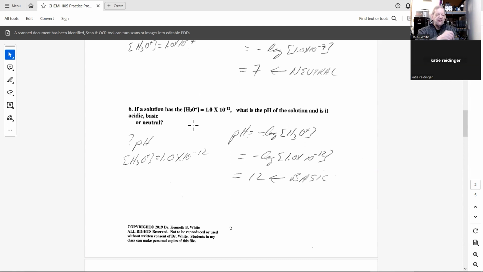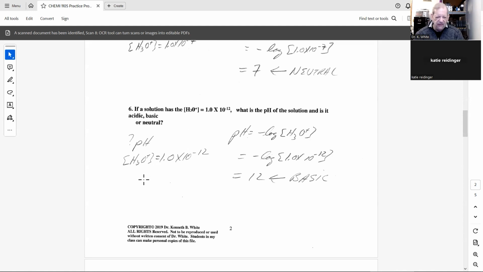Let's do number 6. If a solution has the hydronium ion concentration 1.0 times 10 to the minus 12, what is the pH of the solution, and is it acidic, basic, or neutral? And as you've learned this semester, when I do a word problem, relax, take a deep breath, let it out. Yes, it's a word problem because it's got words that are making you figure out something. All right, what are we being asked to find?